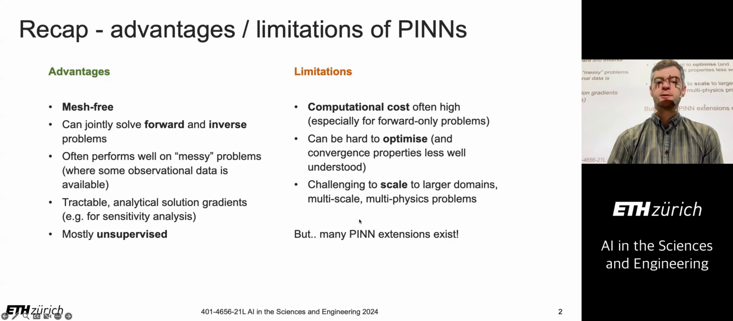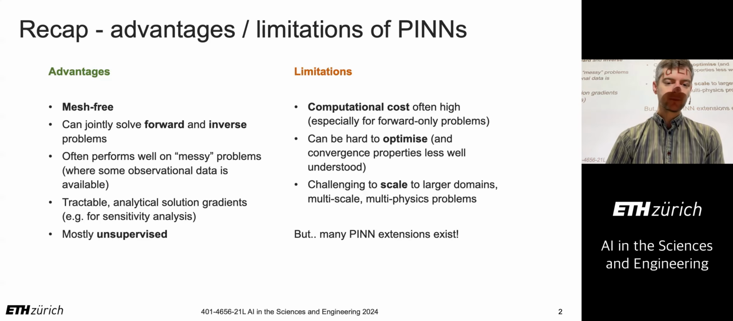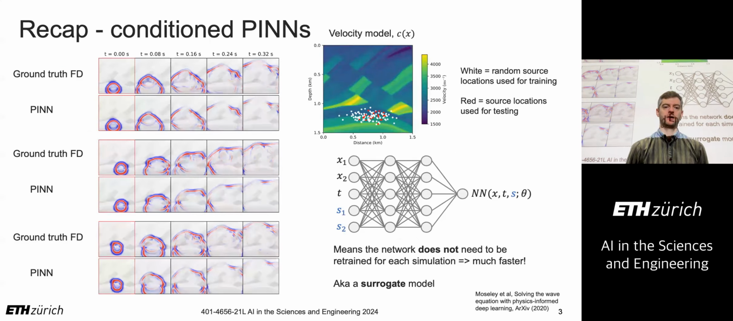And the whole point of these two lectures is to tell you that, yes, these limitations exist, but PINNs by now is a massive research field, and there are so many extensions that try and address these limitations. So what were the ways we discussed to speed up physics-informed neural networks?